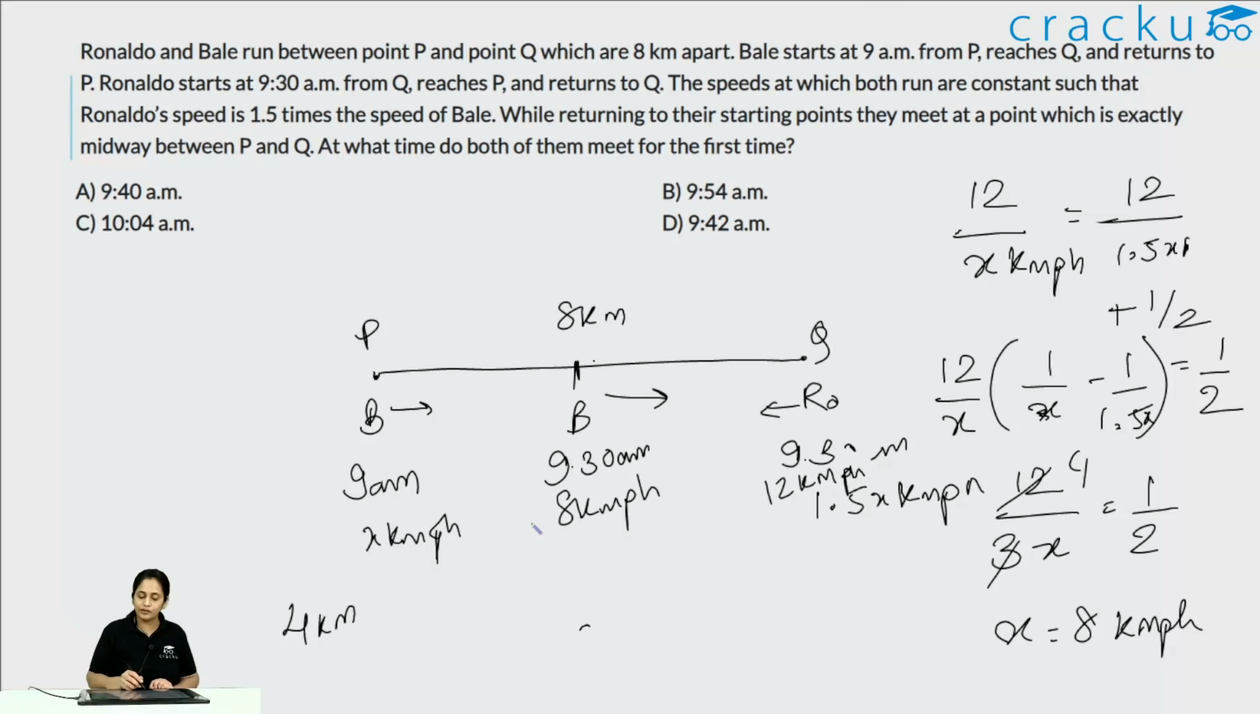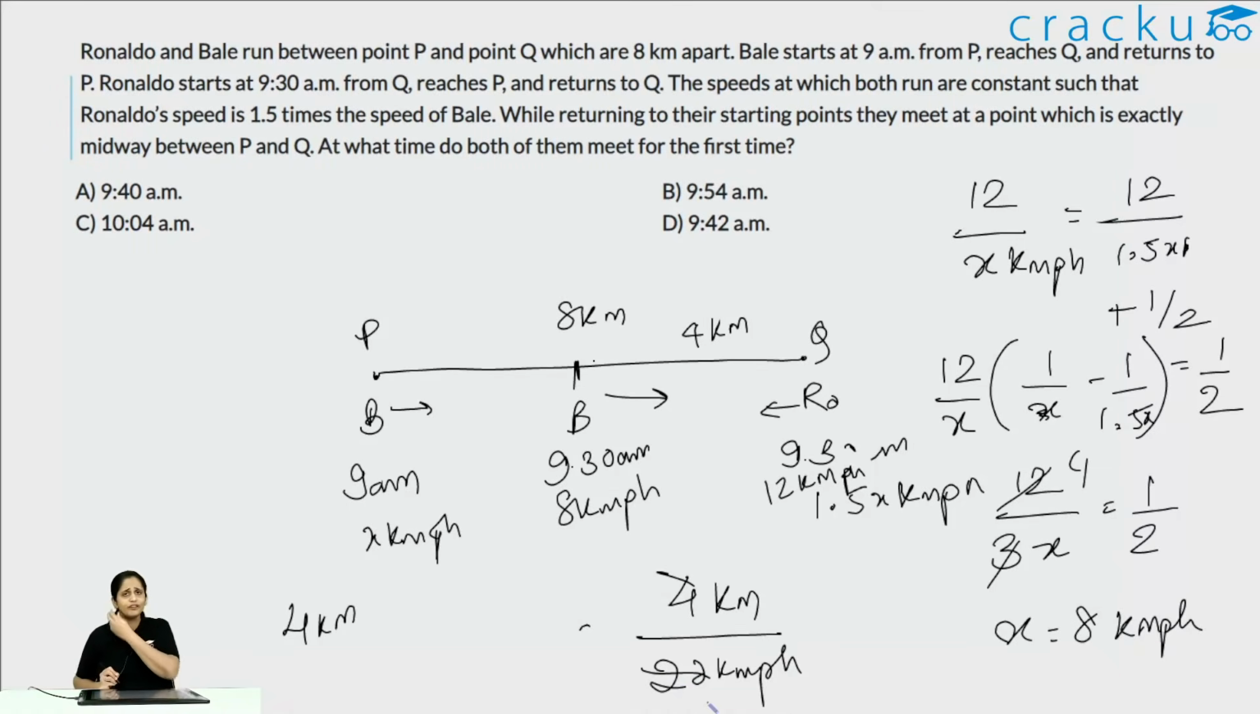That would be the sum of these two. So consider that Bale is stationary. The distance between them is 4 kilometers. Suppose only Ronaldo is moving. From the frame of reference of Bale, Ronaldo would be moving towards him, since both are moving in opposite directions, with the combined speed of 20 kilometers per hour, right? And the distance between them is 4 kilometers. This is at 9:30 AM. So how much time would it take? This is 1 by 5, that is 1/5 of an hour.